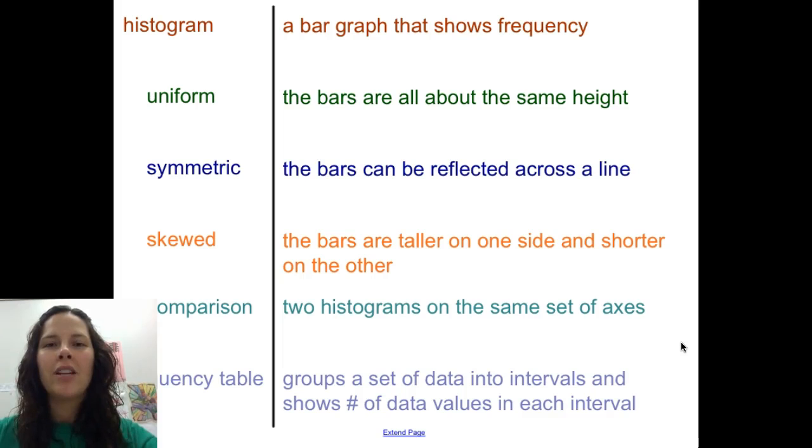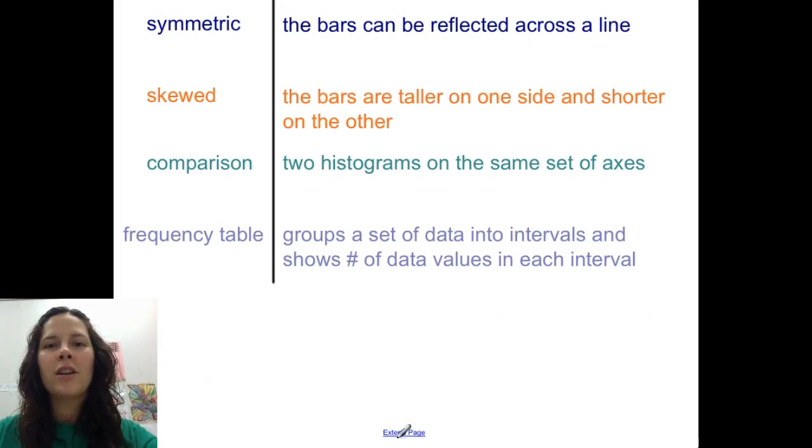One is a uniform histogram, where all of the bars are about the same length. It tells you that each interval has about the same amount of data. Then you can have a symmetric histogram. This is where the bars are taller in the middle and shorter off to the outside. It's also called a normal curve. Or the histogram can be skewed. What that means is the bars are taller on one side and shorter on the other.